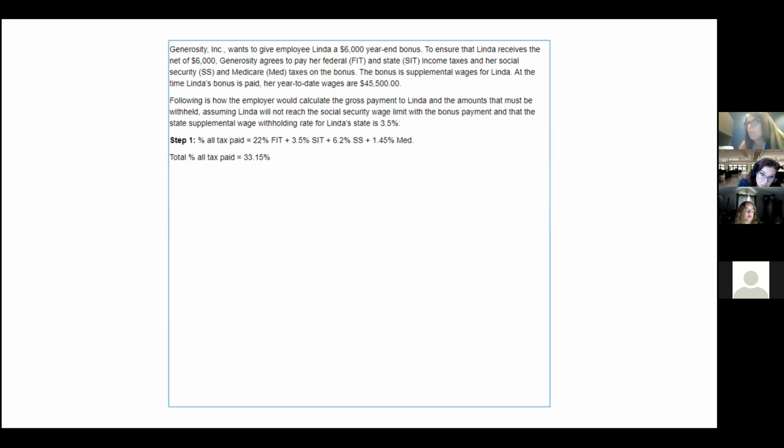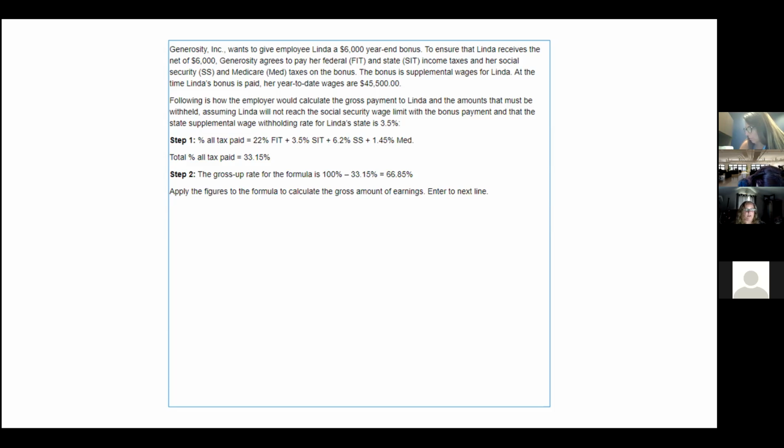That was step one. Step two, we're going to figure out what we're going to divide by. So we're going to take 100 and we're going to subtract what we just calculated of 33.15%. And we get 66.85%. That's the percent that we're going to divide by.